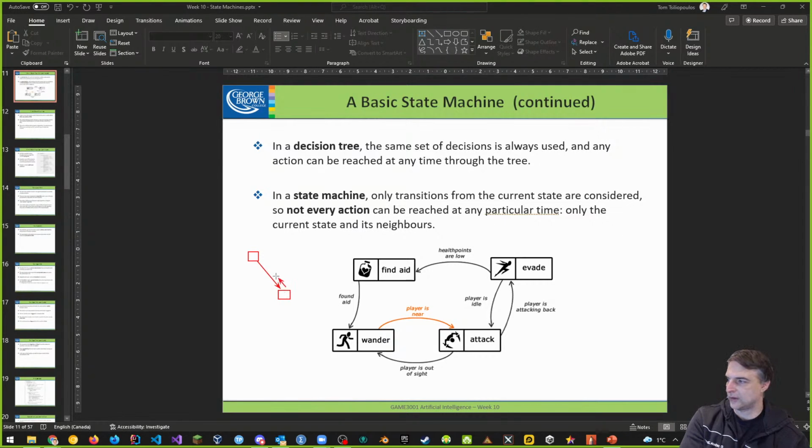So I can kind of do something that looks like this, right? I can go this way, right? But from attack, as an example, I can also think about going to evade, right? So if from the attack state, the player is attacking back, then I evade, otherwise keep attacking. So is the player attacking back, right? Otherwise keep attacking. So keep attacking means stay where I am, right? So that's what it works like. Let's see if we can do this.